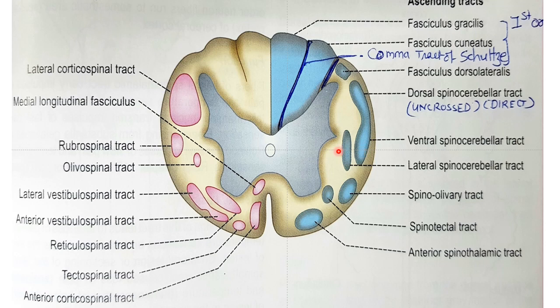Medial to that you will find the lateral spinothalamic tract. It is written wrong here; it is the lateral spinothalamic tract. The counterpart of that is the anterior spinothalamic tract in the anterior column. In between you will find the spino-olivary and spinotectal tracts. So the main ones are the spinothalamic, fasciculus gracilis, fasciculus cuneatus, then spinocerebellar, after that olivary and tectal.